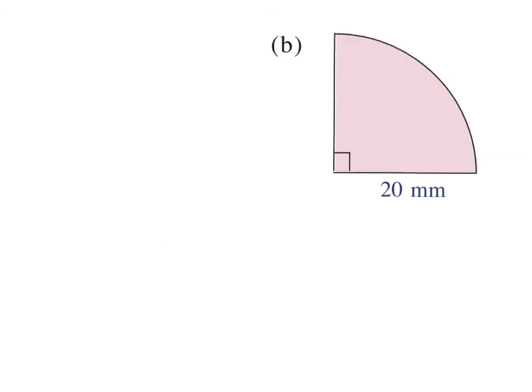Part B. So we've got a quarter circle here. We know that this is 20 millimeters. Now, what we want to do is to work out that curved edge. So circumference equals 2 pi r. We know that this is the radius, so here's the centre, and here's the circumference. The distance between the centre and the circumference is the radius.